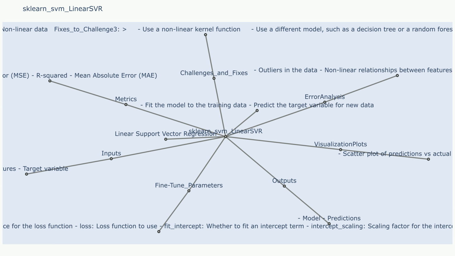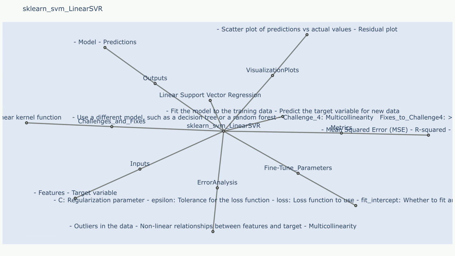Outputs. Output 1: model. This is the trained linear SVR model. You can use this model to make predictions on new data. Output 2: predictions. This is the predicted output for the input data. The output is a one-dimensional array of predicted values.